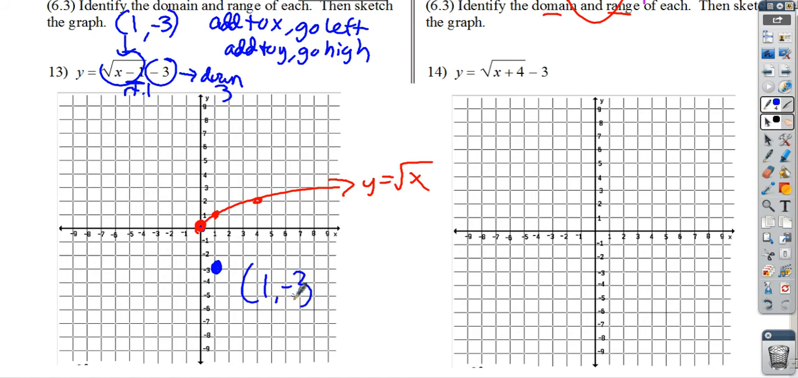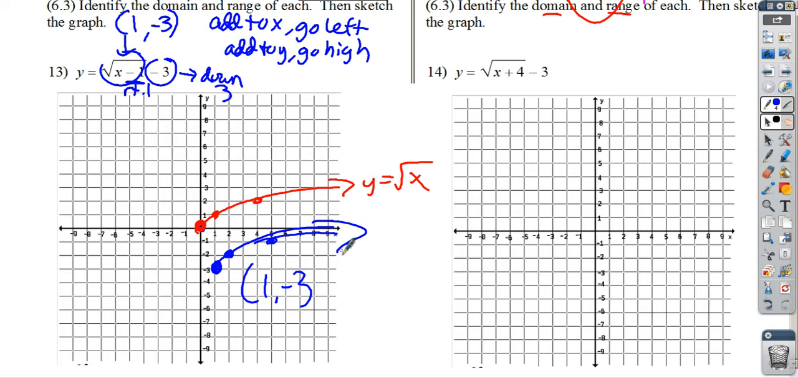And that means all these other points did the same thing. Right 1 down 3 for this one puts us here. Right 1 down 3 right here puts us there. And that's what the graph is going to look like. It's been shifted to the right 1 and down 3. What's the domain and the range?